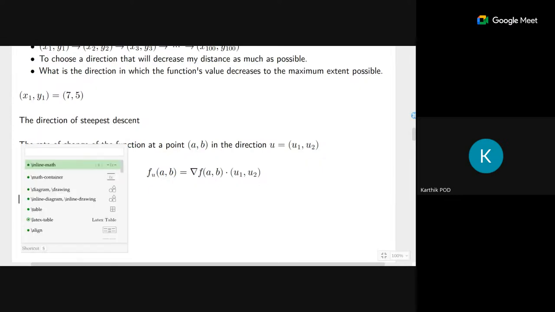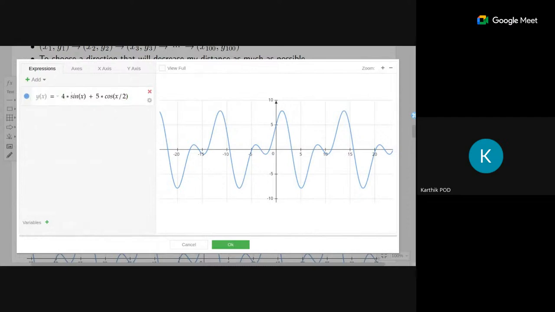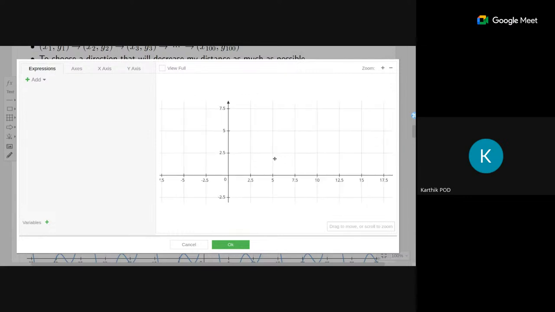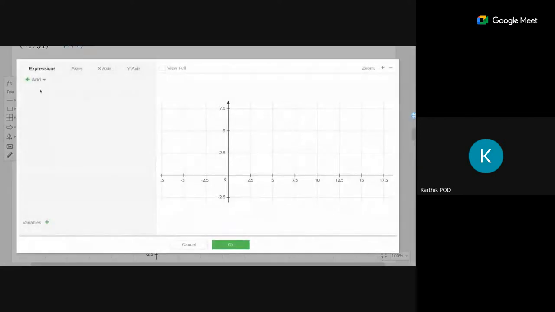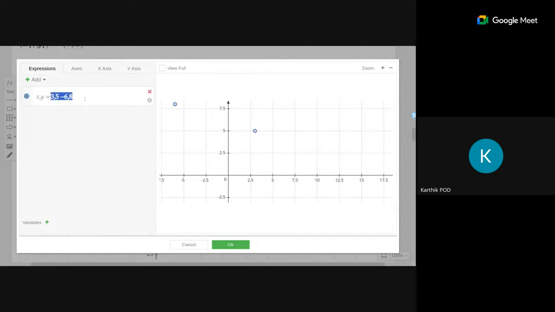Okay, so the best way is to plot this. So we will plot. There are certain things that I will plot. You don't need to focus on all of that. The final graph is what we need. So we are at the point 7,5, right? Concrete example, we'll take the point 7,5. So we are here.